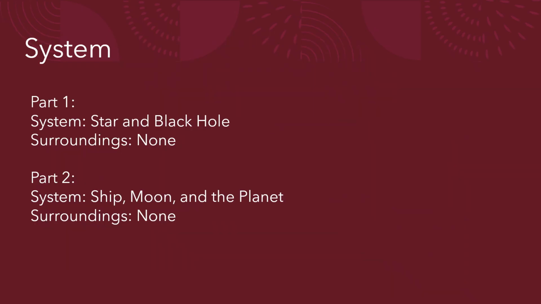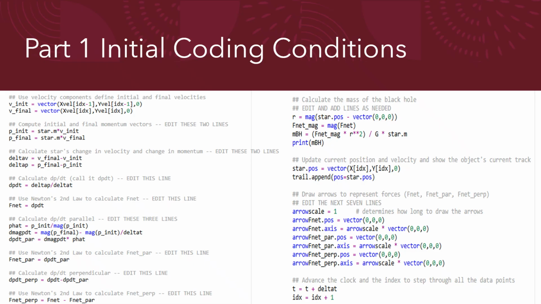This is the system for both parts, where in part 1 the system had the star and the black hole with zero surroundings, and in part 2 we had the ship, the moon, and the planet that the ship was orbiting. These are the initial coding conditions for part 1 with the star and the black hole.